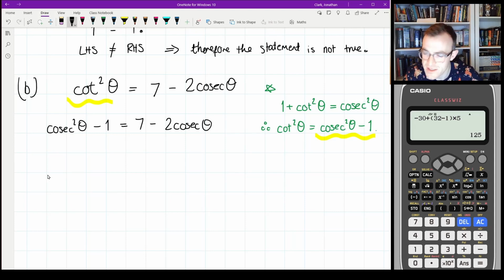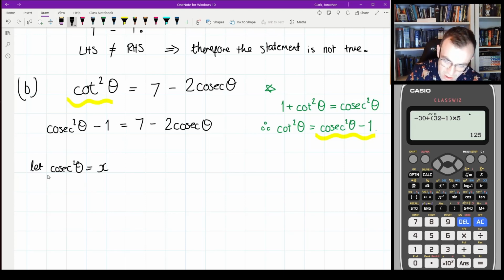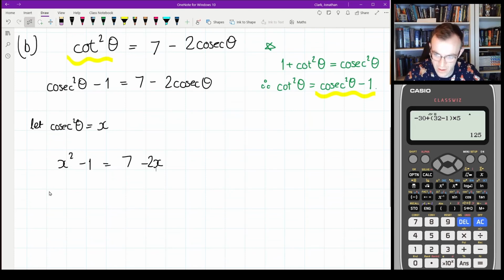Okay, lovely. So there's a consistency now. Everything's in terms of cosec. What we can do at this point is call it, I don't know, C, just for convenience. Let's not choose C actually, because it's kind of similar to cos. Let's just call it X for now. So this is X squared take away 1, equals 7 take away 2X. Let's get it all on one side, and that's going to be X squared plus 2X minus 7.